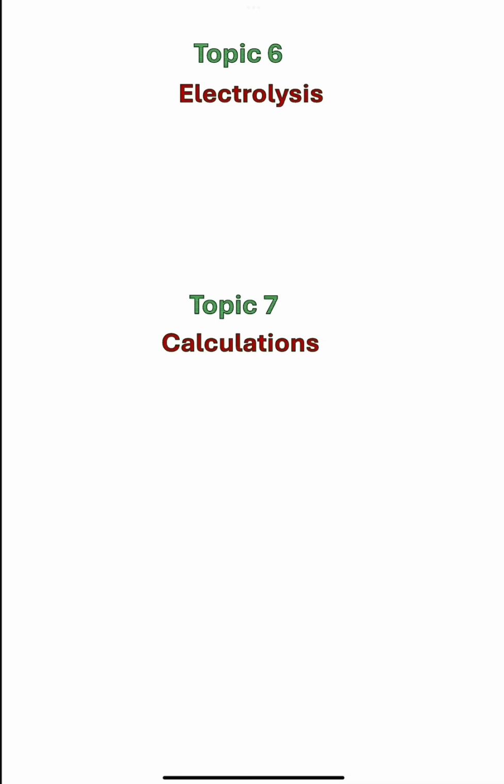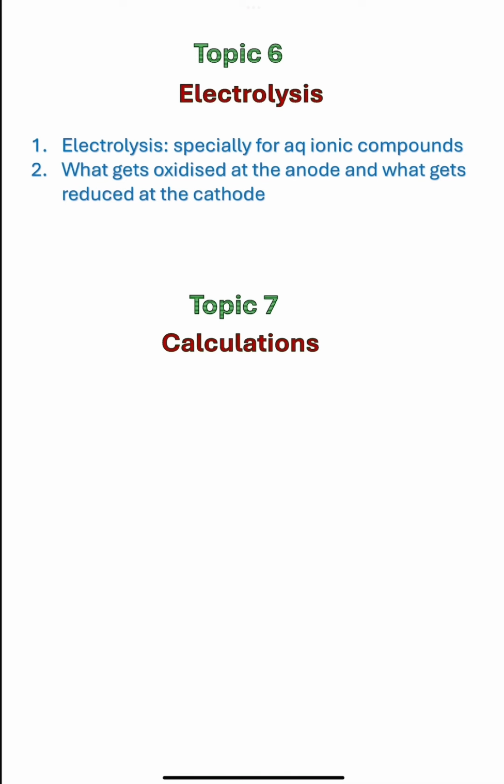Topic 6 is electrolysis, very, very common in the exam. Never seen an exam without a question about electrolysis. And the most common question about electrolysis is electrolysis of an aqueous ionic compound. And you need to remember what gets oxidized at the anode and what gets reduced at the cathode, because there will be competition between the hydrogen ions from water and the cation, or the metal ion, from the ionic compound at the cathode.